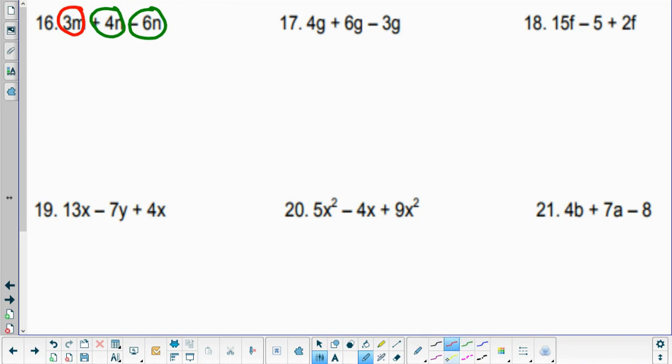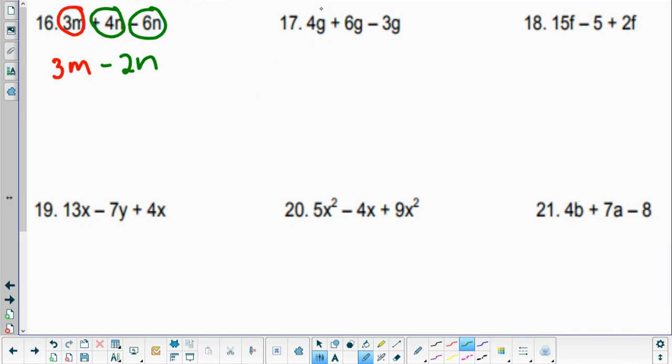So I'm going to combine my like terms. 3m has nothing to go with it. And then what is 4n minus 6n? Well, we just did that on the screen before. 4 minus 6 gives us negative 2n. So this is how we're going to leave our expression.